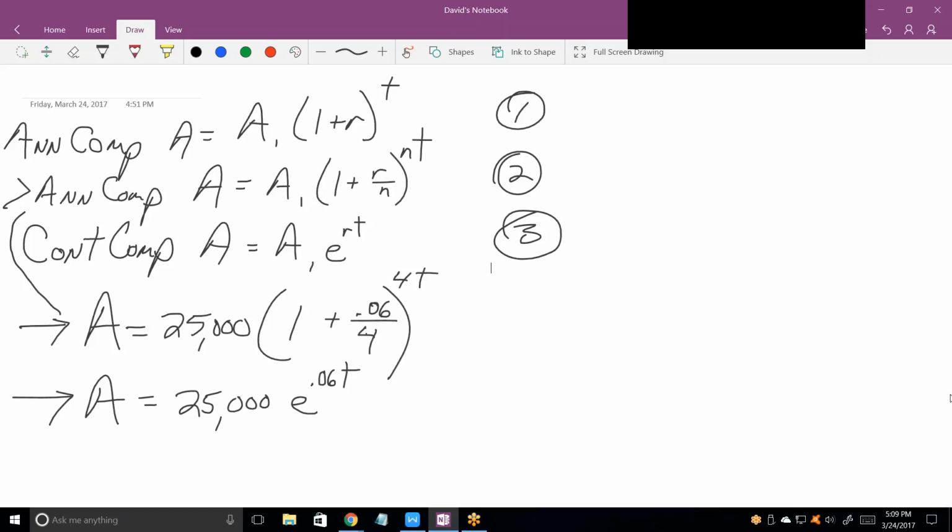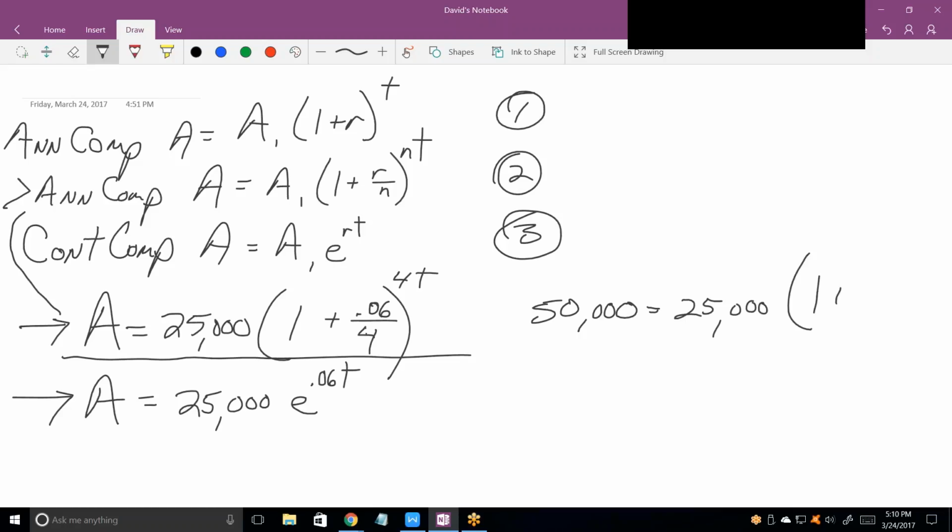In other words, let's figure out how long it's going to take to double his money with the first method. Okay. Well, what's A going to be? 50,000. So I got 50,000 equals 25,000 times 1 plus 0.06 divided by 4, to the 4t.